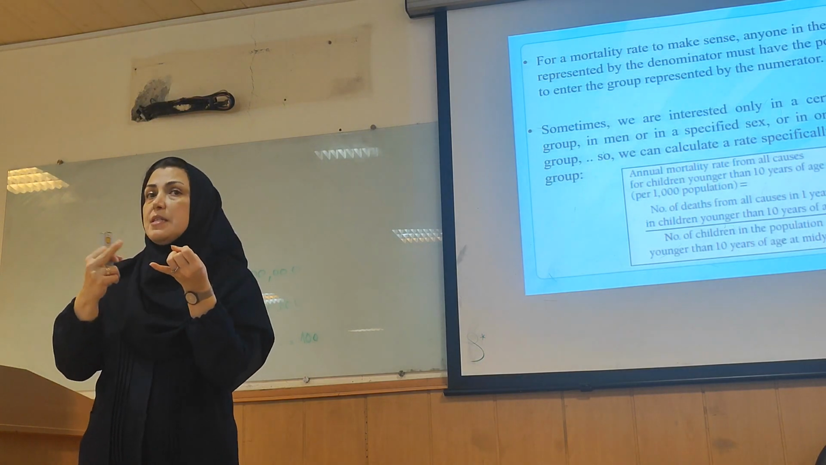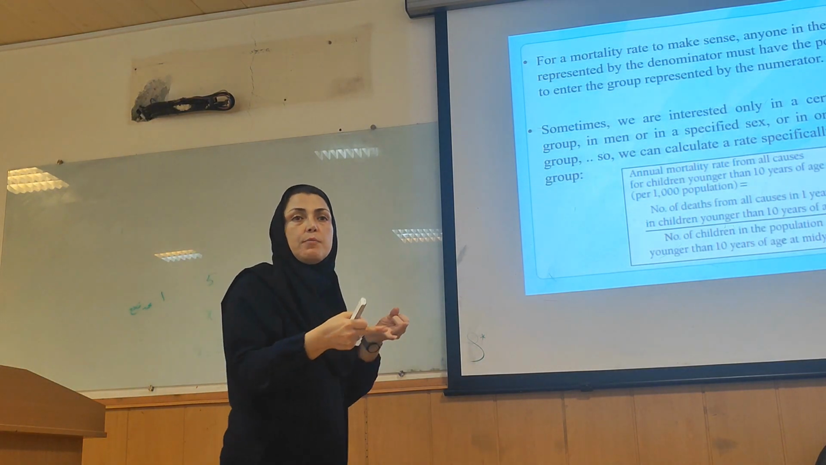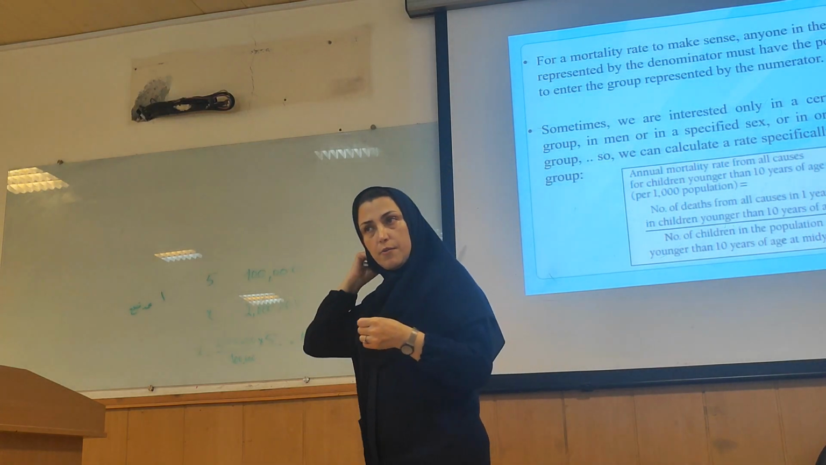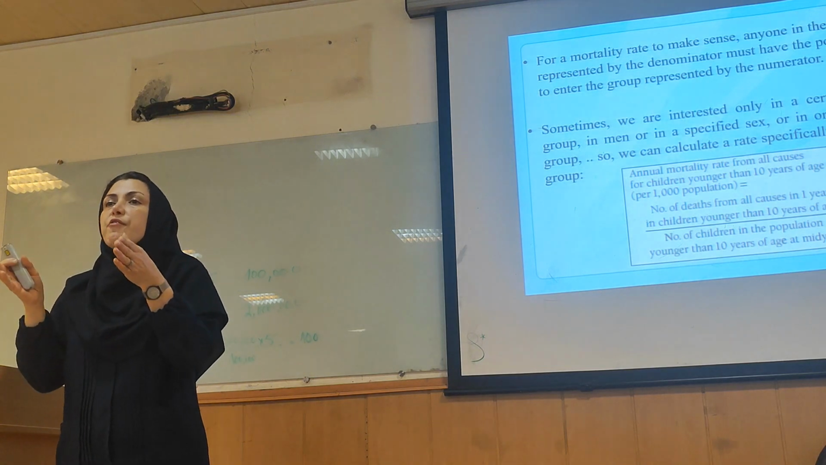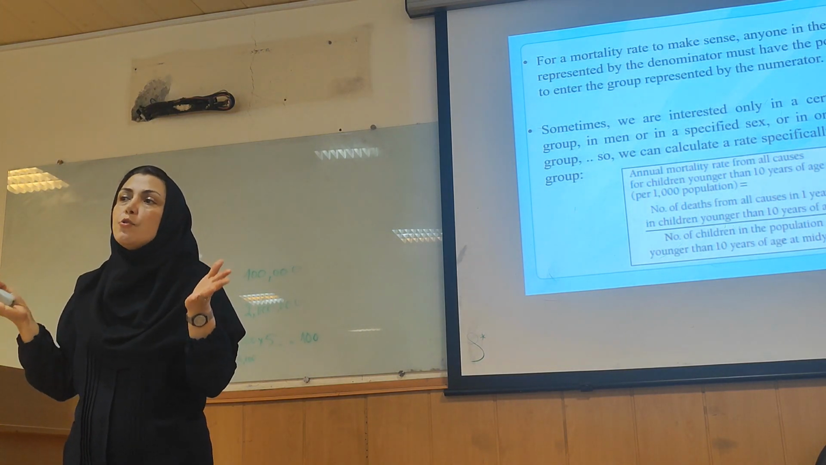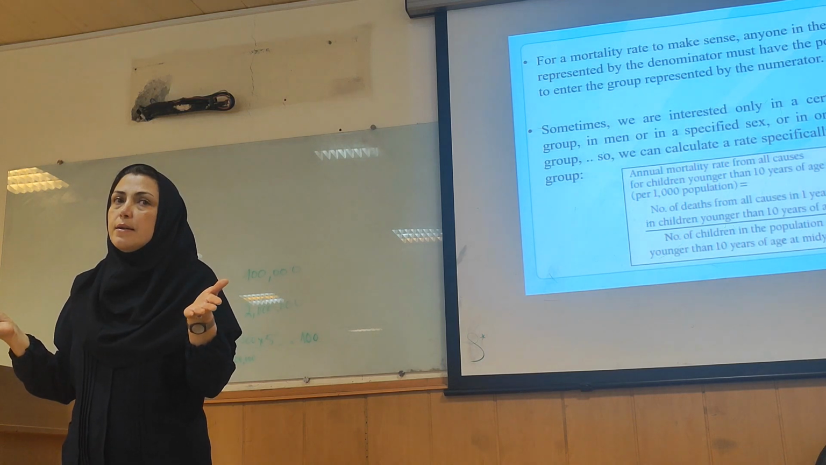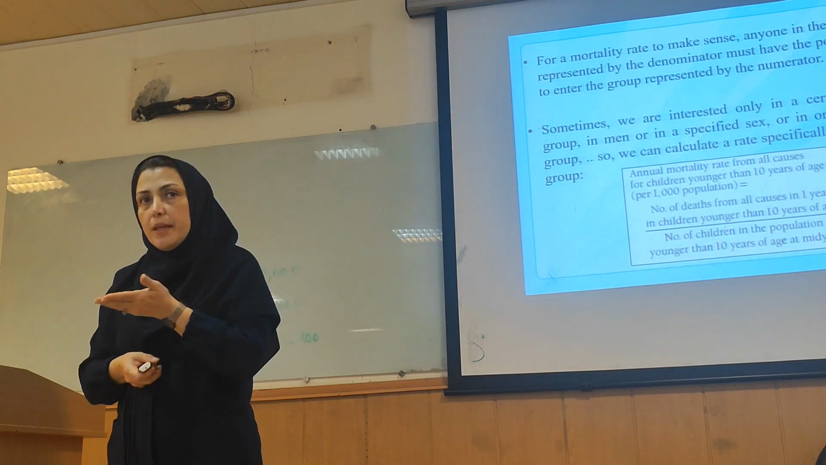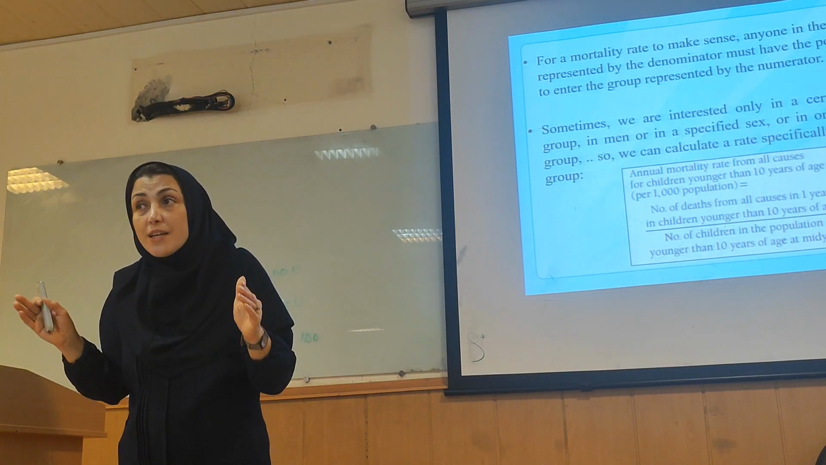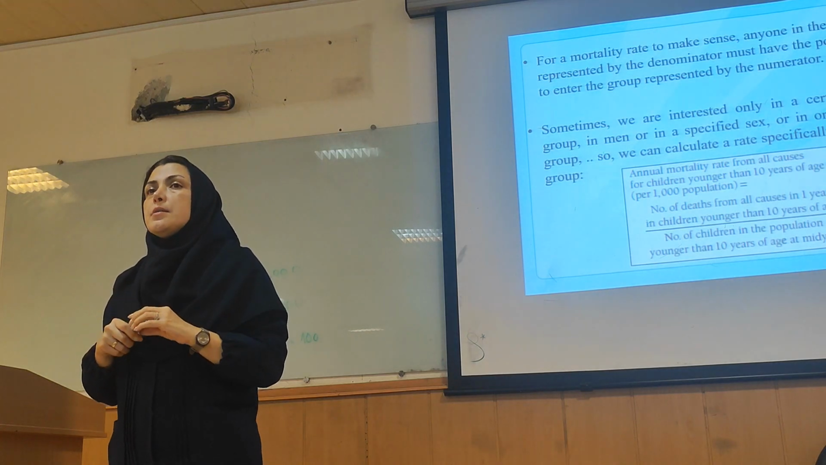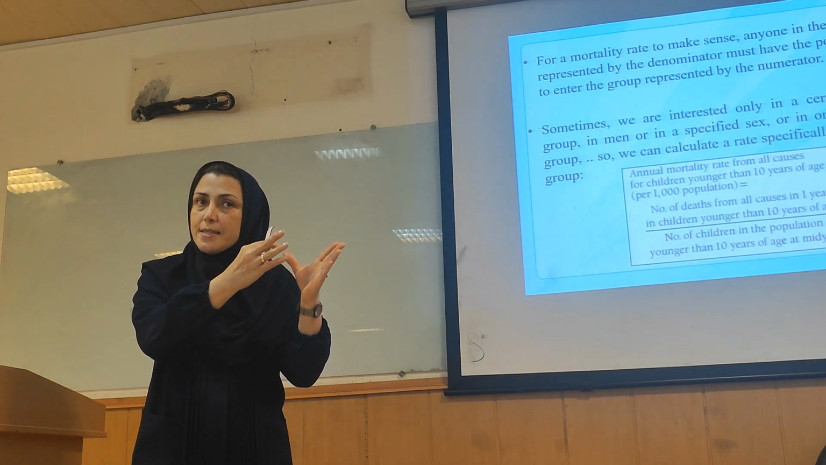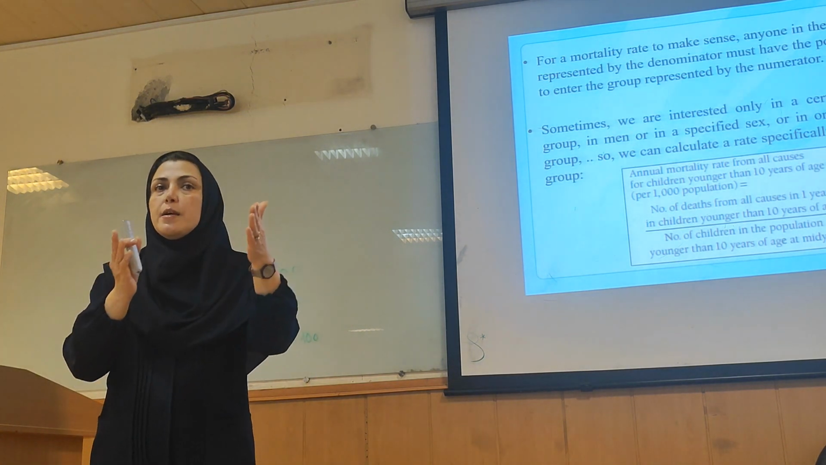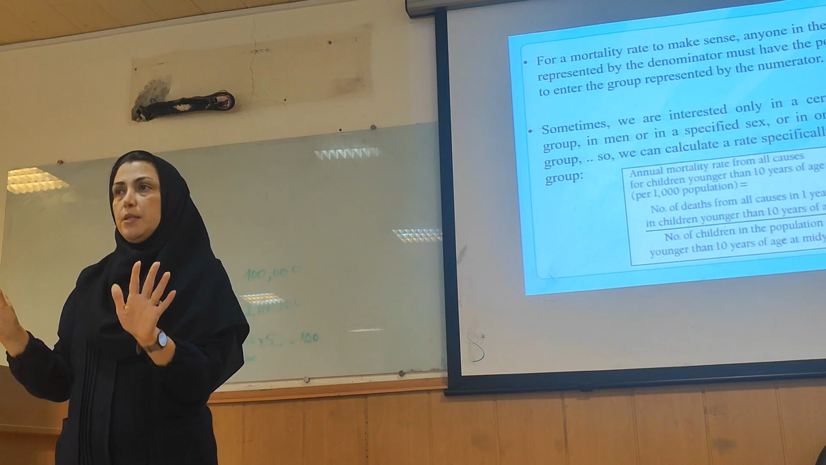For example, sex-specific mortality rates, age-specific mortality rates, or cause-specific mortality rates. For example, mortality rates from cancer. How can you calculate it? Mortality rates from cancer. You should consider the total population, and consider the number dying from cancer and divide it by the total population. It means cause-specific mortality rates. All of them are mortality rates.